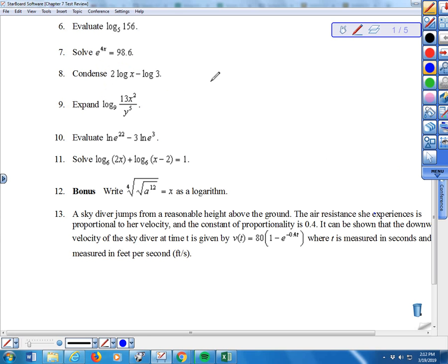Evaluate ln e to the 22 minus 3 ln e cubed. Well, ln e to the 22 is just 22. And then ln e to the third power times 3 is just 9. So that should be, what, 13?